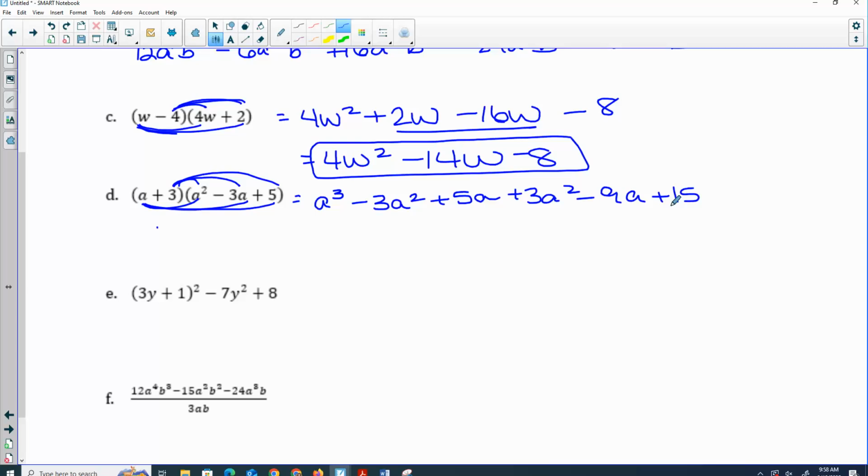All right, do we have like terms? Yep. -3A squared and positive 3A squared, what happens? Cancel out, so we don't have to put A squared anymore. 5 minus 9 is -4A plus 15.